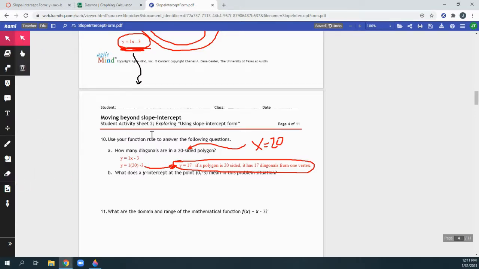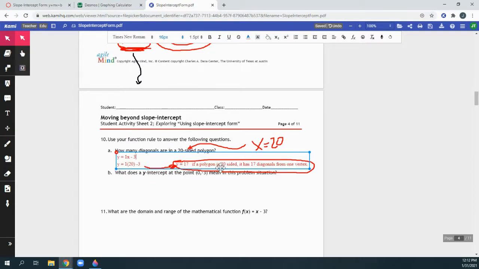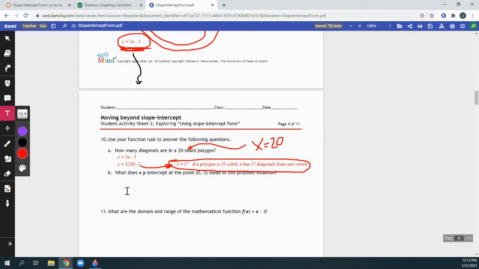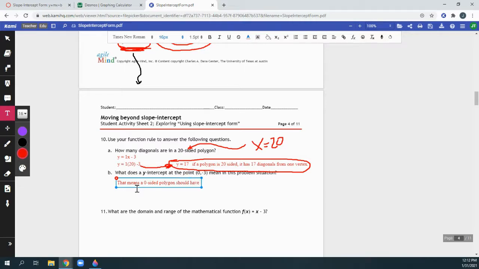And we just talked about this next question. What does 0, -3 mean? Well, x is sides. A 0-sided polygon. Regular polygon, technically, but that's okay. A 0-sided polygon should have -3 diagonals.